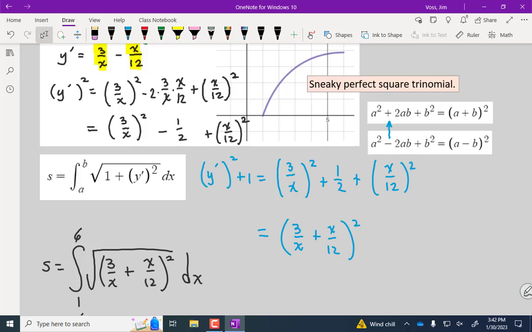So if you have 1 and you take away a half, you're left with a half. So the adding of 1 is what brings us over here to the plus half. And then this is a perfect square trinomial, just like this right here. This is a perfect square trinomial.